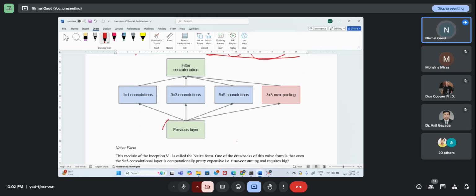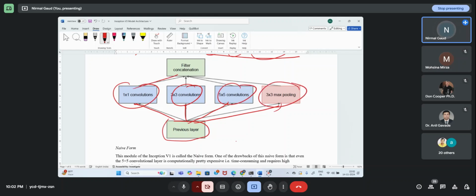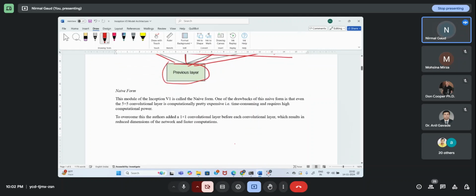From the previous layer, whatever we get, we submit it to parallel convolutions: 1x1, 3x3, 5x5, and 3x3 pooling. And then we concatenate the results which we get from them. So arrange all these things in parallel and then give them to the filter concatenation. Okay, got it. So this module of Inception V1 is a naive form.